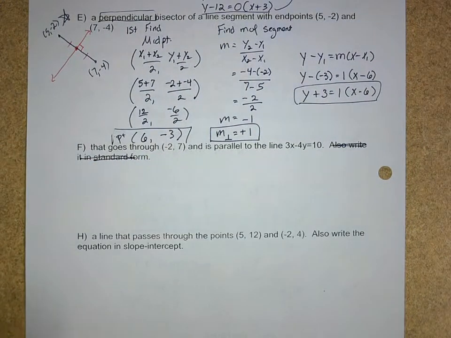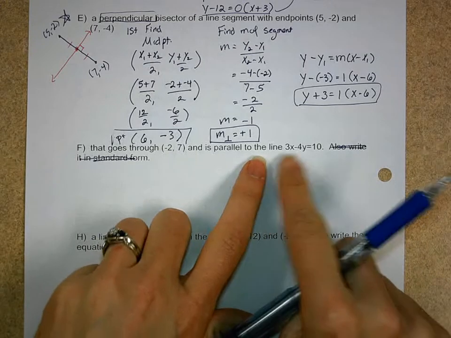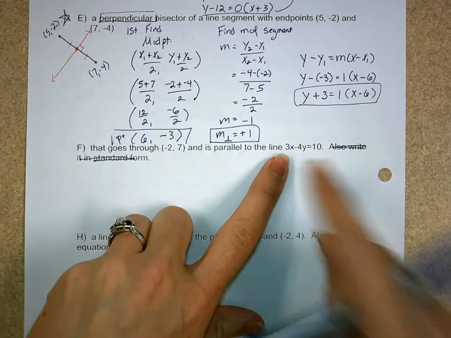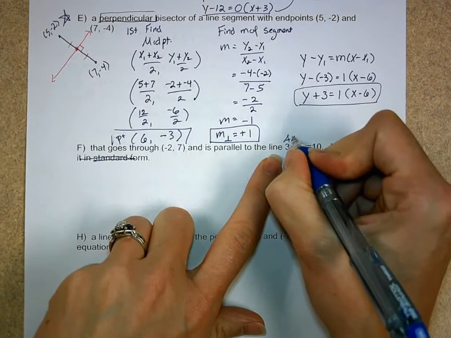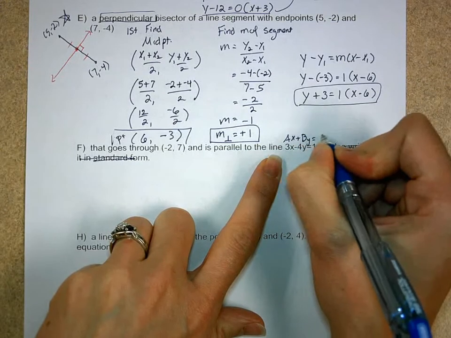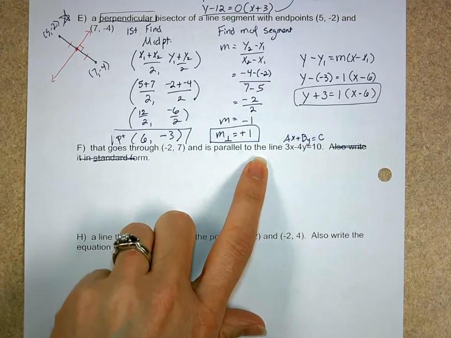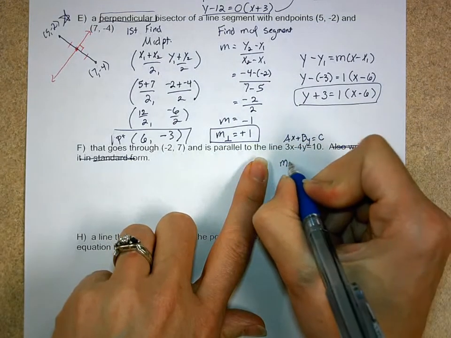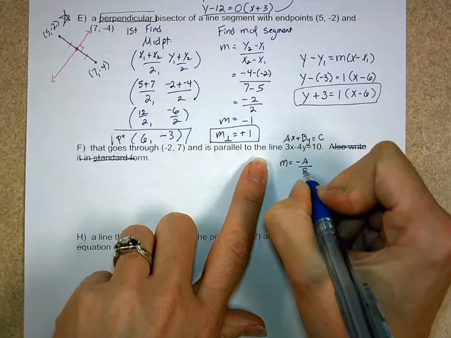Right now, I could care less about standard form. I want to make sure you can write the equation of a line, but I don't have a slope. But I know it's parallel to this line in standard form. Remember, standard form is ax plus by is equal to c. Well, I'm going to show you a shortcut way of finding the slope. Your slope is negative a over b.